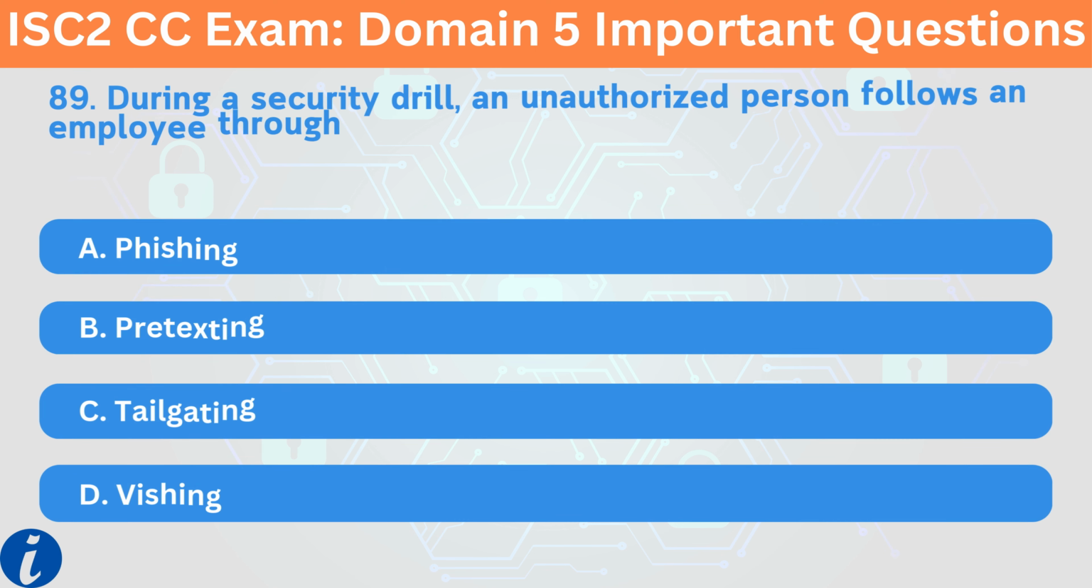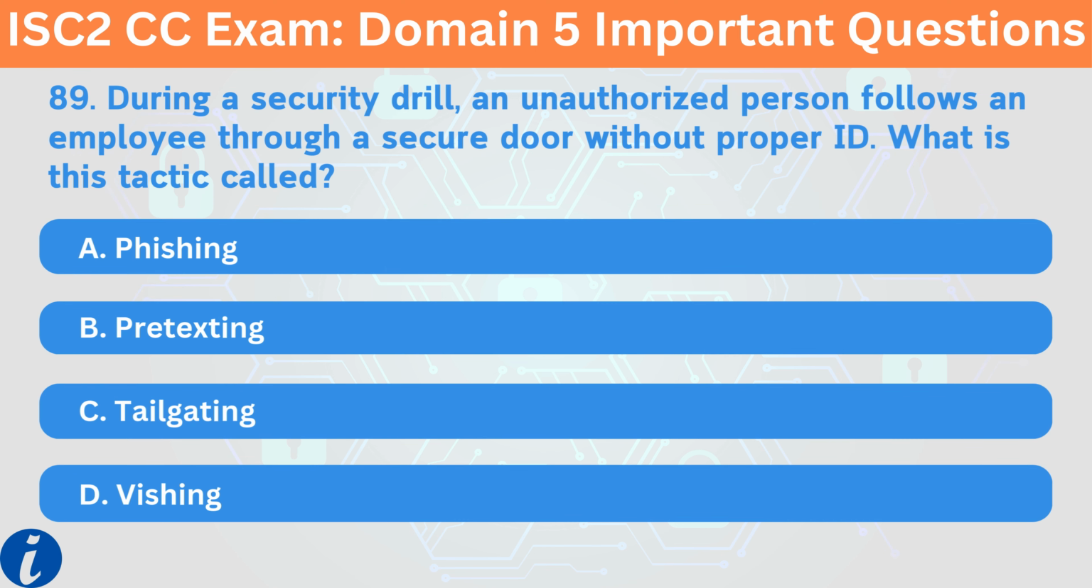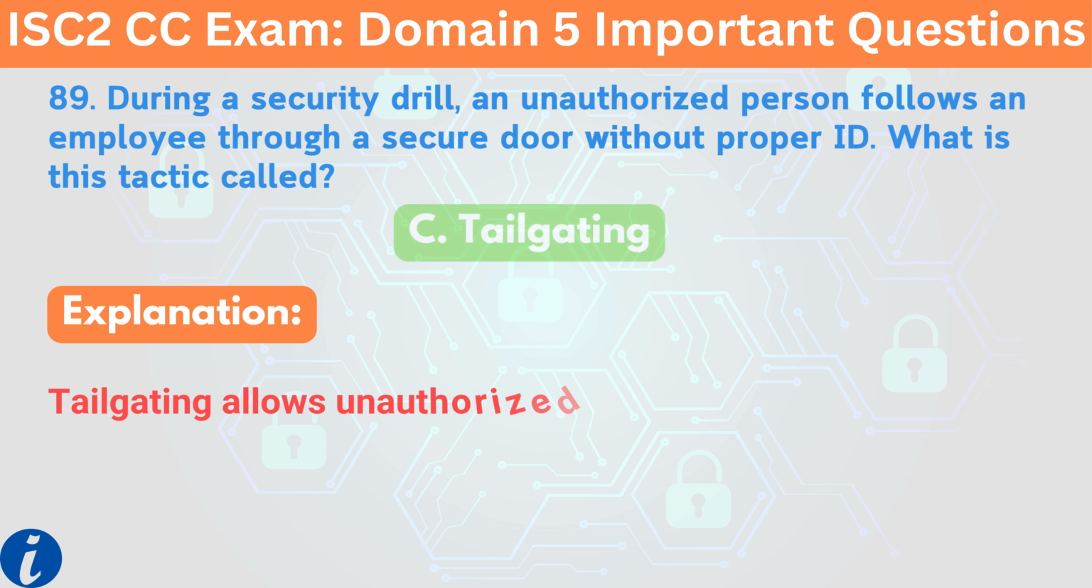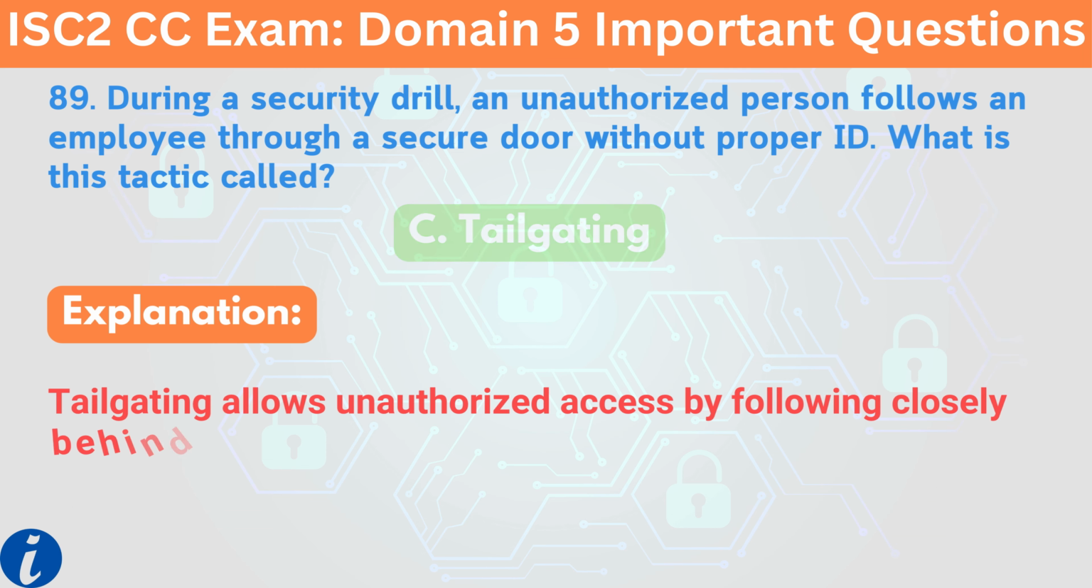89. During a security drill, an unauthorized person follows an employee through a secure door without proper ID. What is this tactic called? A. Phishing. B. Pretexting. C. Tailgating. D. Vishing. The correct answer is C. Tailgating. Explanation. Tailgating allows unauthorized access by following closely behind an authorized person.